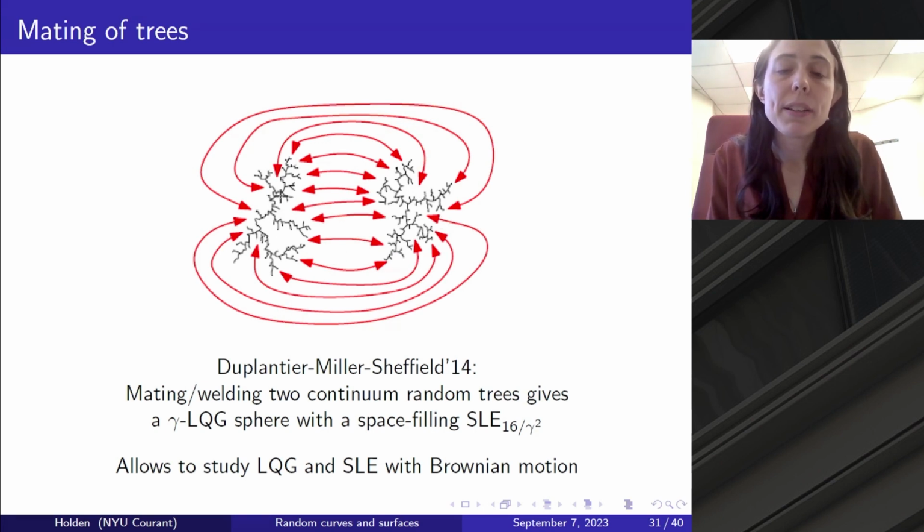And they were arguing that the mating or welding of two continuum random trees is well defined, and that, maybe surprisingly at first sight, it actually gives something with the topology of a sphere. The object will be a gamma LQG sphere, which is decorated by a space-filling variant of SLE, a variant of SLE which is hitting every single point of the sphere. And just as before, this space-filling SLE can be viewed as the interface of the two trees.